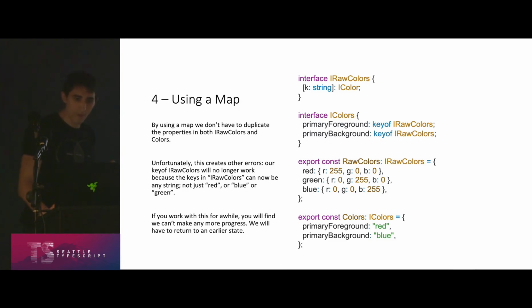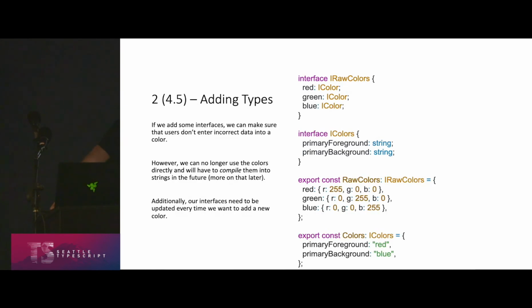So we're going to go back a little bit. We're going to remove the keyof operator over here. So the keyof is gone. We're going back to iteration 2. And then we're going to take this step back and try to continue working from there.